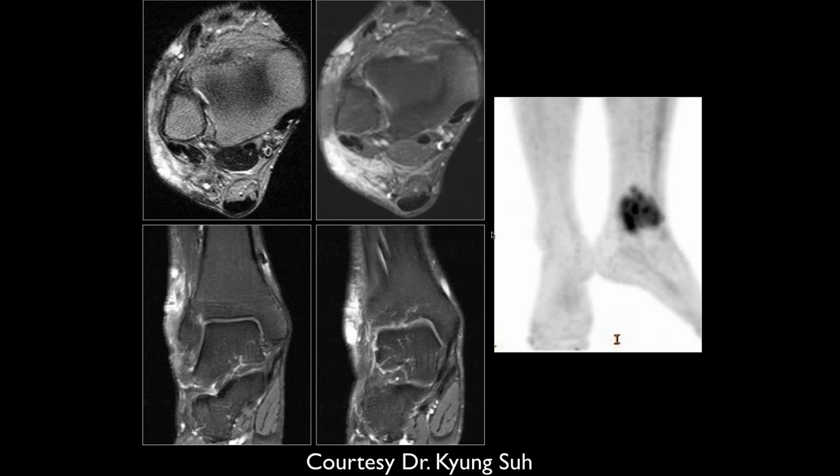MR sequences, axial and coronals, are demonstrating a high signal intensity ill-defined lesion throughout the lateral ankle. Actually, it's more of a homogeneous high signal intensity. And it is showing uptake on the, I believe that's a PET, right? Or is that a bone scan? I'm not sure what that is. I think it's a PET scan. Could be a gallium scan. I'm not sure, actually. Oh, it's a gap. Yeah.